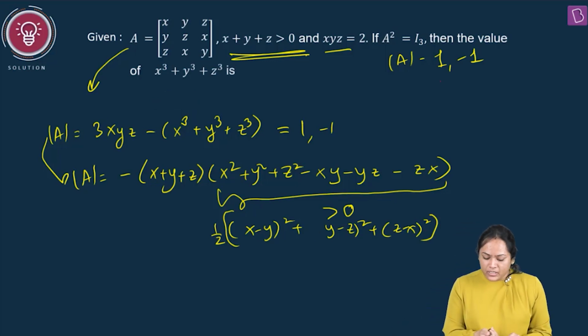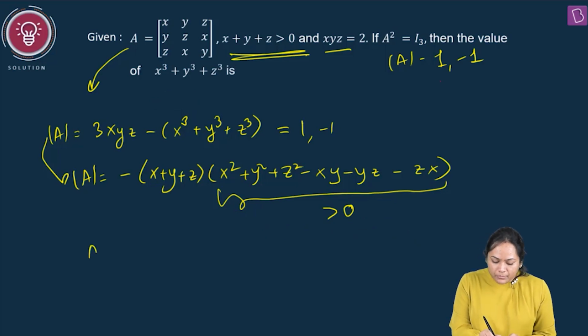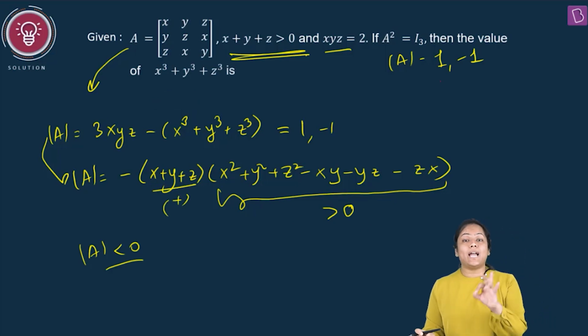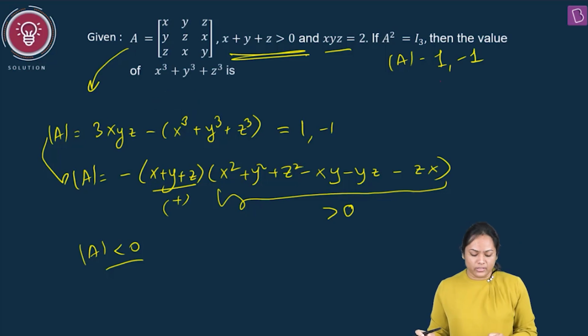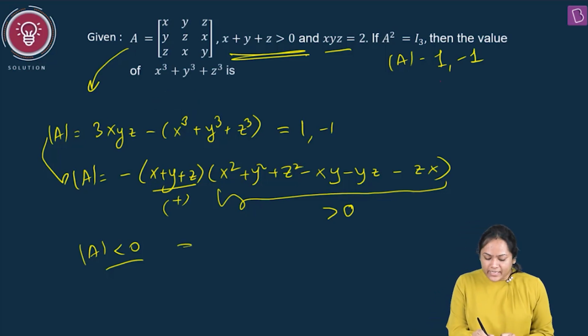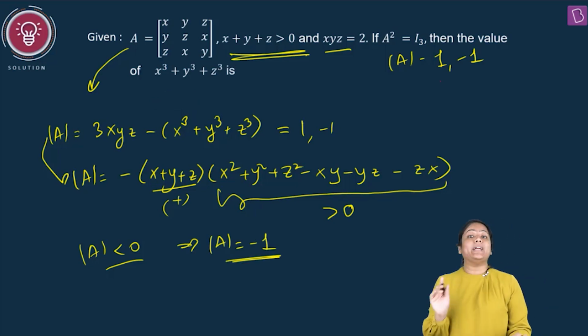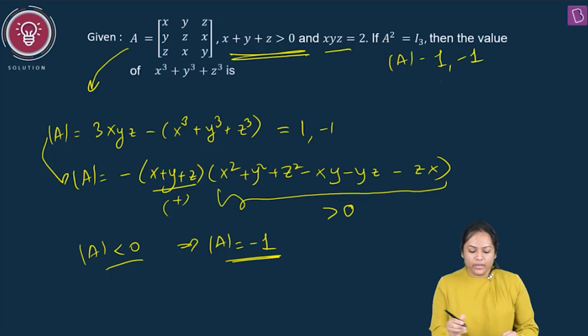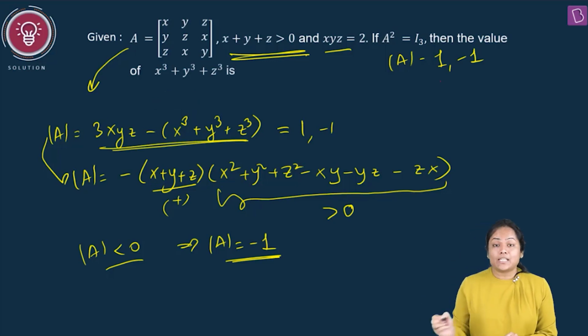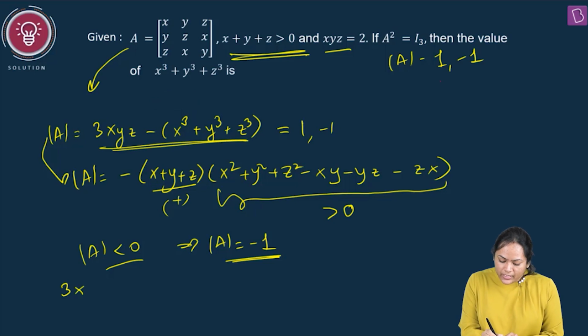Understood? Perfect. So that means I can say from here that my determinant of A will be negative, because x plus y plus z again is given to me as greater than 0, a positive quantity. So if my determinant of A is negative, it implies that my determinant of A definitely should be equal to minus 1. Right? Now, if I substitute this in this condition, I'm going to get 3xyz minus (x cube plus y cube plus z cube) is equal to minus 1.